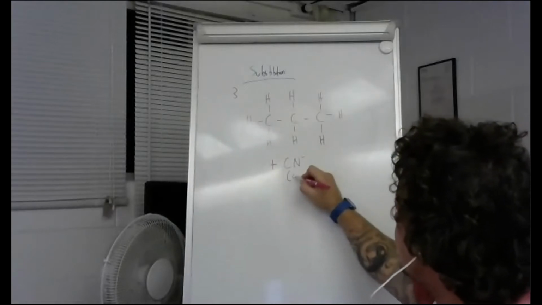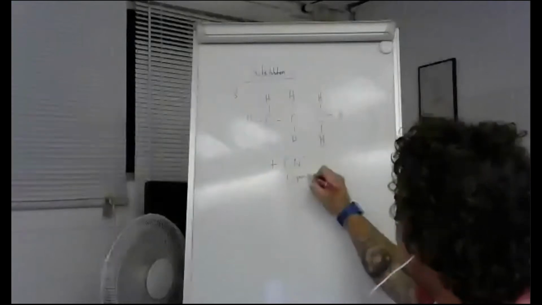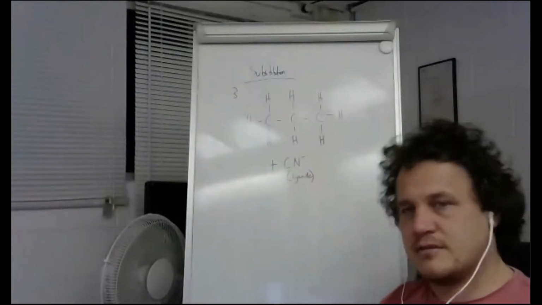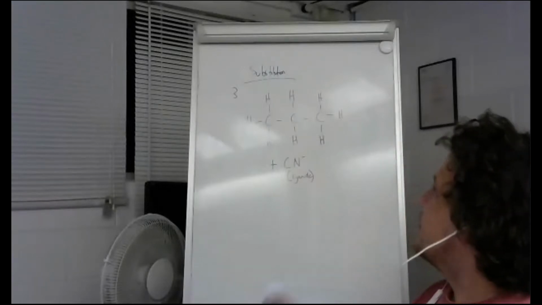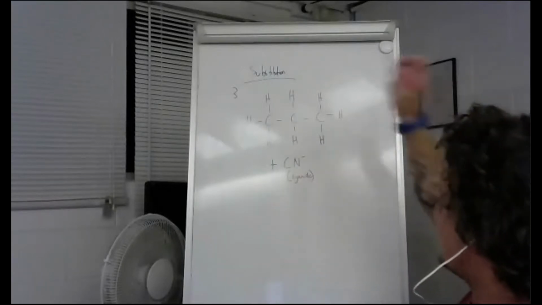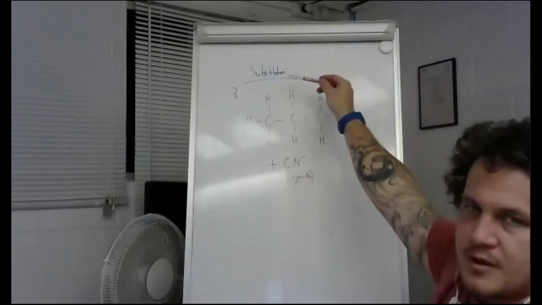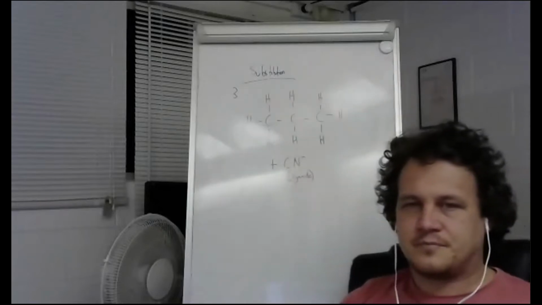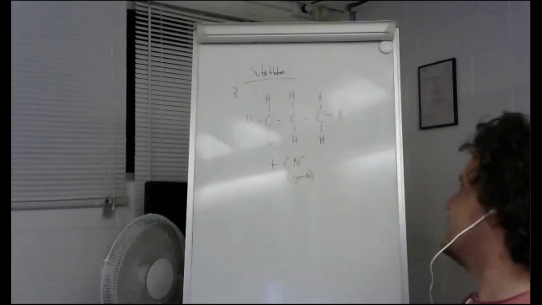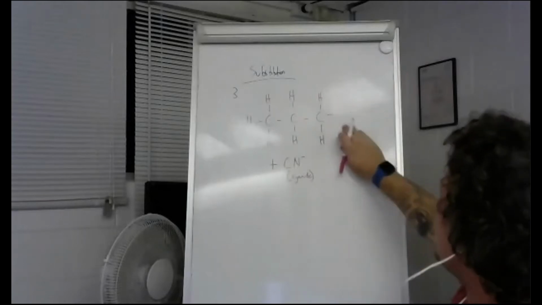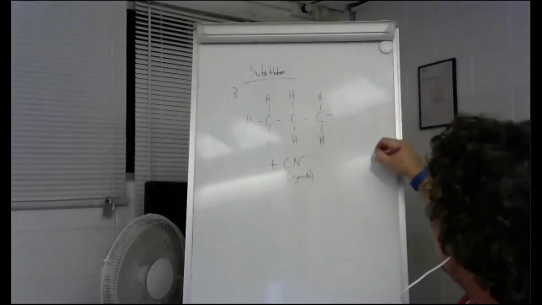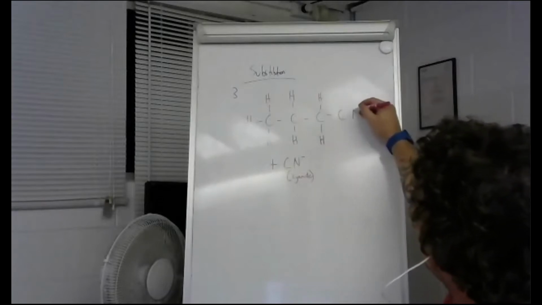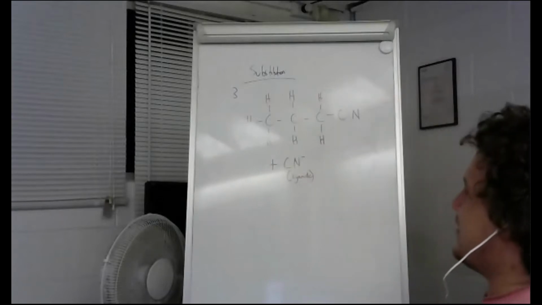cyanide, because why not? Why not take a deadly poison and mix it with an explosive gas? Crazy. So it's a substitution reaction. So one of these hydrogens is not going to make it, unfortunately. So hydrogen gets kicked off. Oh no! CN gets added on to the end.